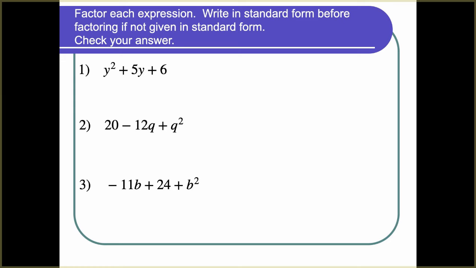We have a positive as our last number, and we have a positive in the middle. The only way to get a positive number, of course, is to either multiply two positives together or two negatives. Since our middle term is positive, we will have two positive factors that will add up.